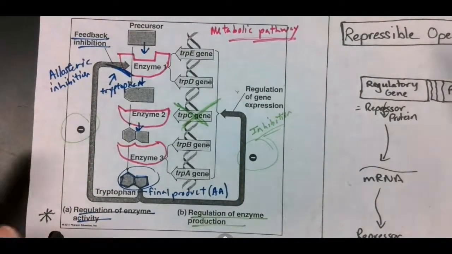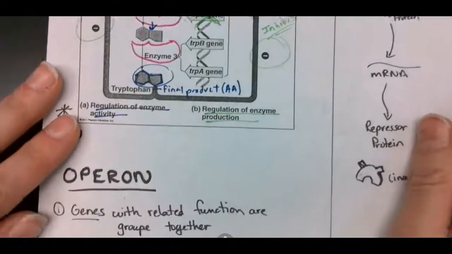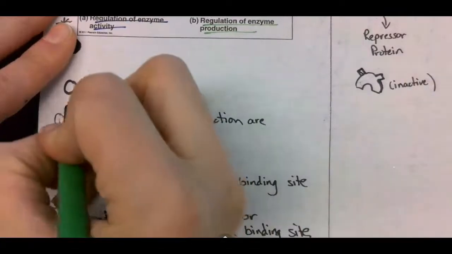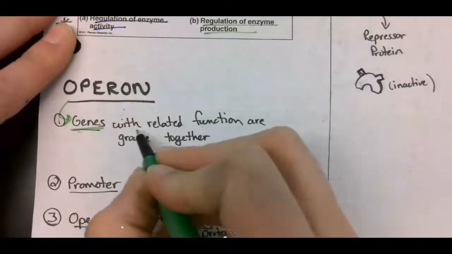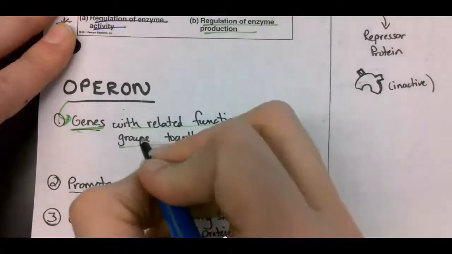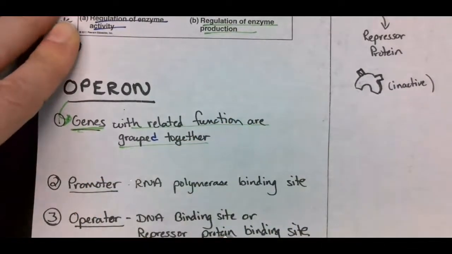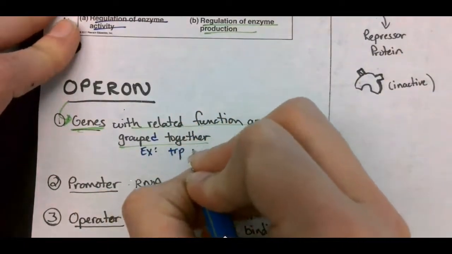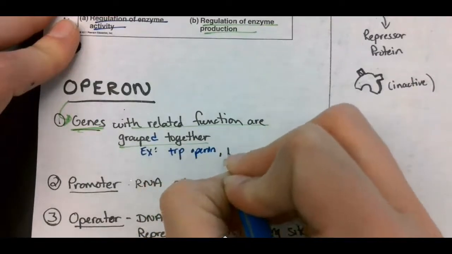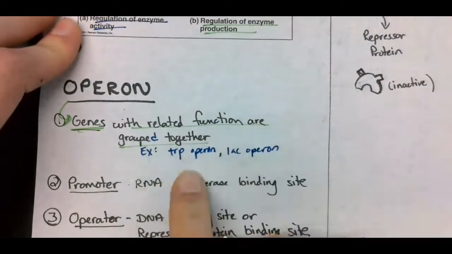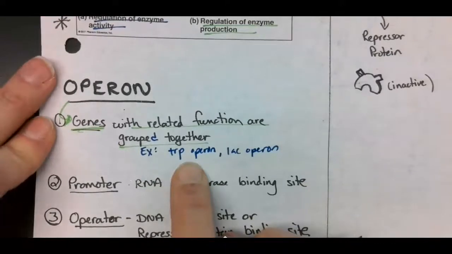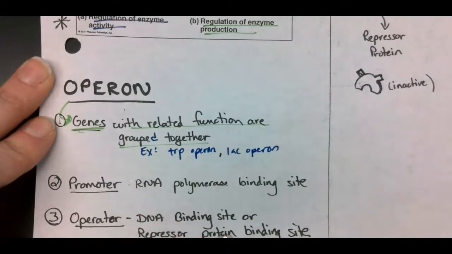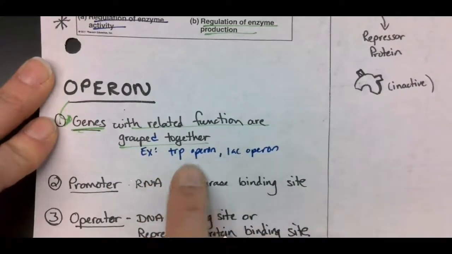Okay? Now, how is this controlled in bacteria and prokaryotes? We use a system called an operon. Operons are genes with related functions that are grouped together. Okay? And we're going to look at two examples here. We're going to look at the trp operon, and we're going to look at the lac operon. The trp operon is an example of something called a repressible operon, and the lac operon is something called an inducible operon.